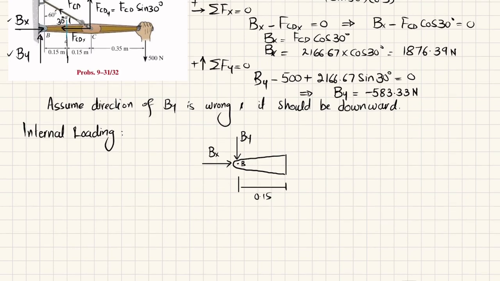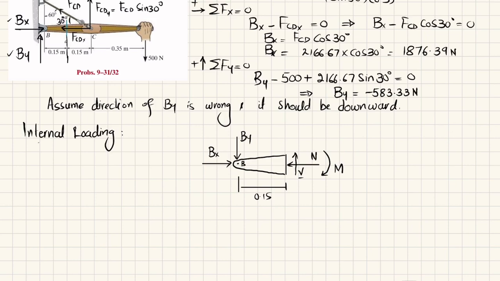And when you section it, you will have a normal force at this point, and this normal force should be opposite to this Bx. You will have a shear force acting upward, and there will be a moment in the clockwise direction. So we'll find this V, M, and N by using the equations of equilibrium. So what are these equations?